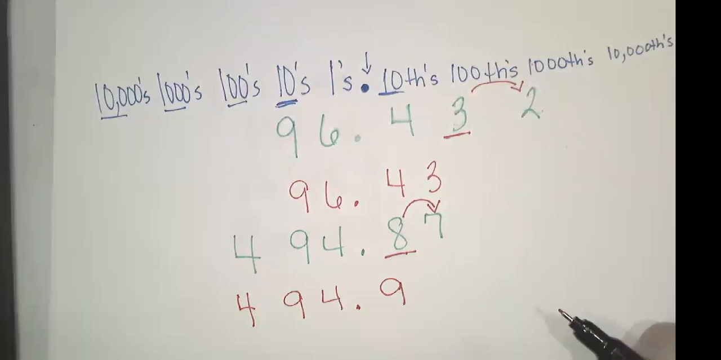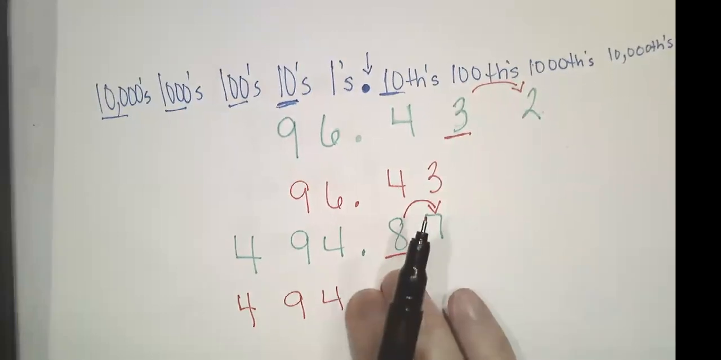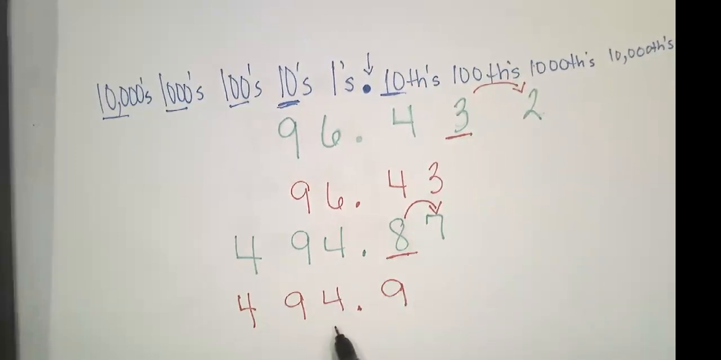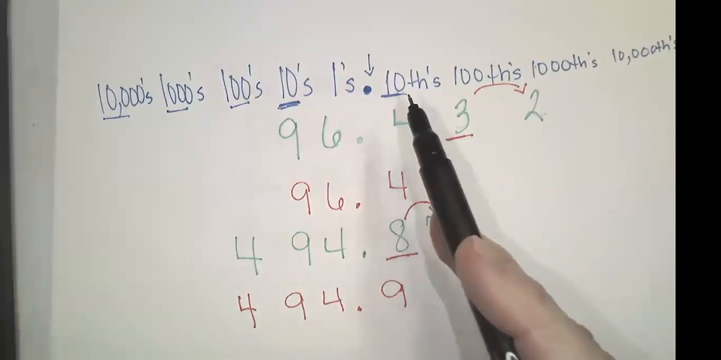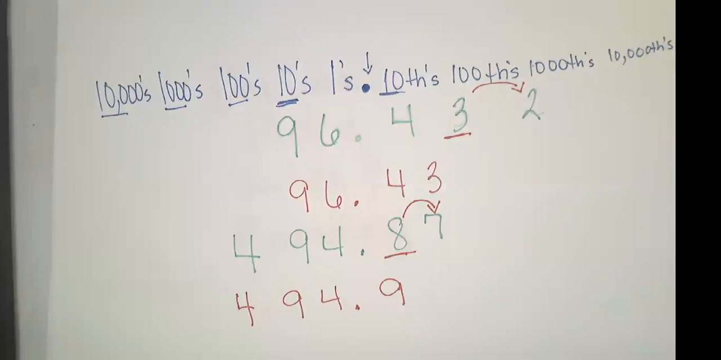In order to read this number, I would read this exactly as I would read it if this weren't on there. 494. I say the word "and" for the decimal point. 9. And then what place am I in? The tenth place. Okay? And we could continue on like that. I'll give you a bigger number this time.